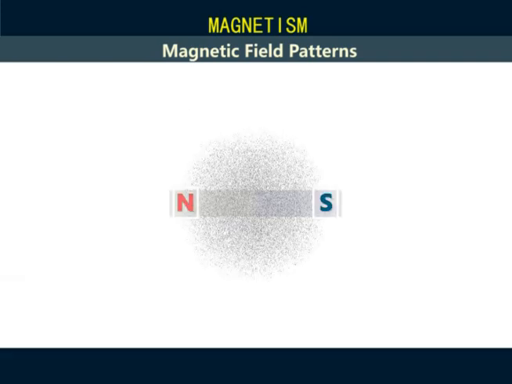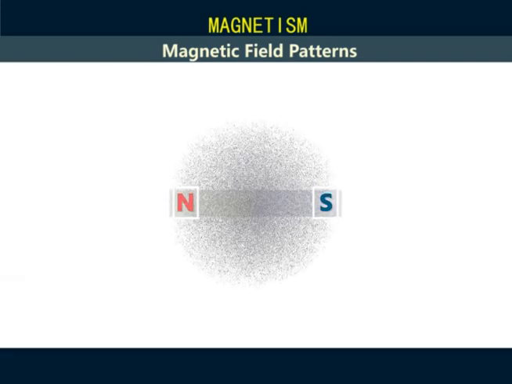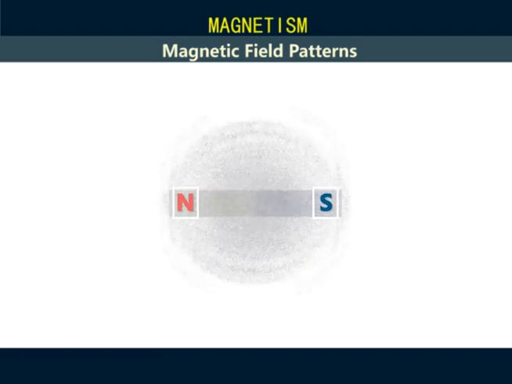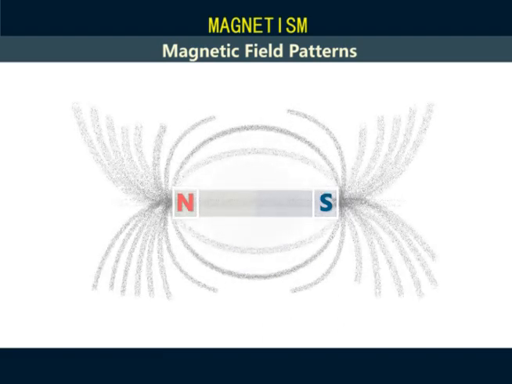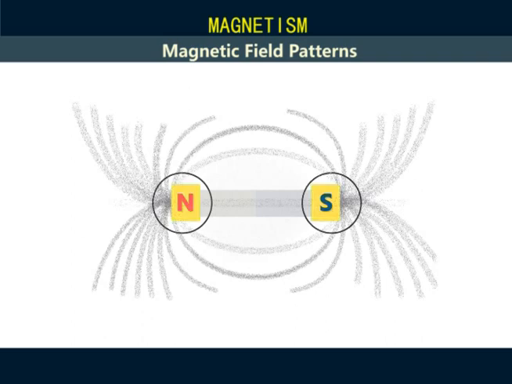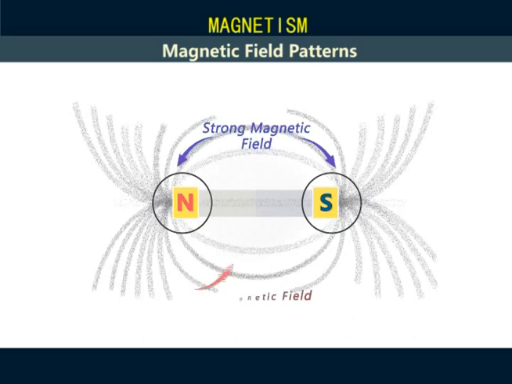Because of this, we see that the iron filings arrange themselves in a specific pattern. This pattern also tells us a lot about the strength of the magnetic field. We see that more iron filings are gathered at the two poles of the bar magnet. This means that the field is stronger as you move closer to the poles. The field is weaker at the center.